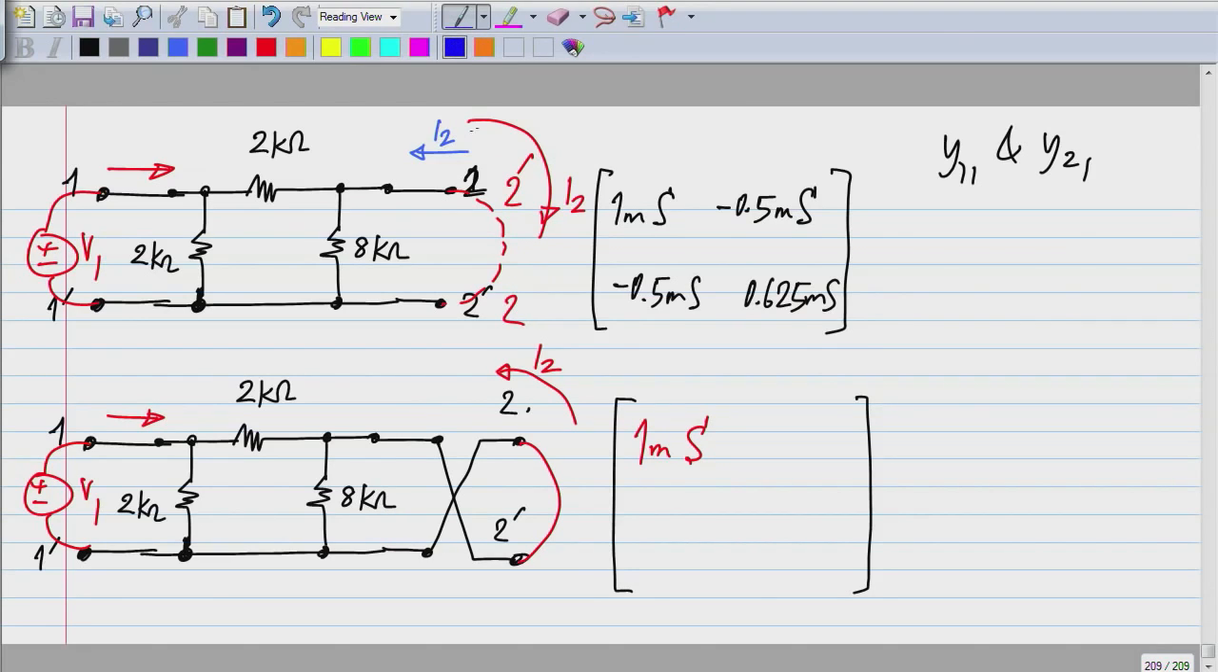Okay, so I2, this blue current I have marked, will be minus 0.5 millisiemens times V1, same as before. Okay, but in this case, the I2 I am interested in is in the opposite direction. So this will become plus 0.5 millisiemens. Okay, now similarly you can verify for yourself. First of all, for a resistive circuit, y12 and y21 have to be exactly the same. So this is 0.5 millisiemens also. Okay, and this you can verify for yourself that it remains the same as before. It is 0.625 millisiemens. Okay, is this clear?